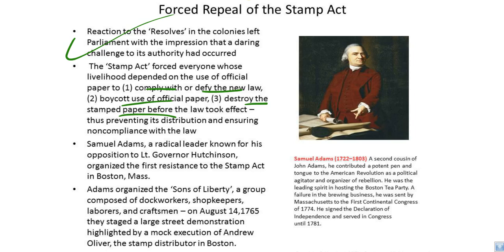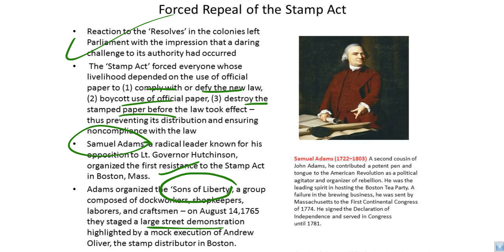Newspapers throughout the colonies reprinted all 7 Virginia resolves, even though the House of Burgesses had already backed off 3 of the most extreme resolutions. Reaction to the resolves in the colonies left Parliament with the impression that it was a challenge to its authority, and that was going to continue.